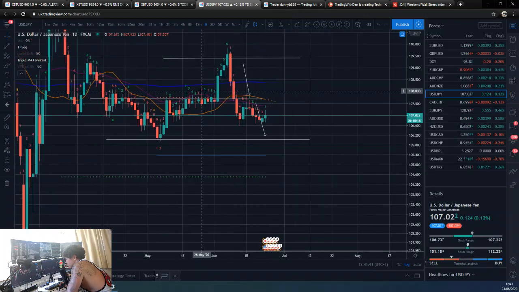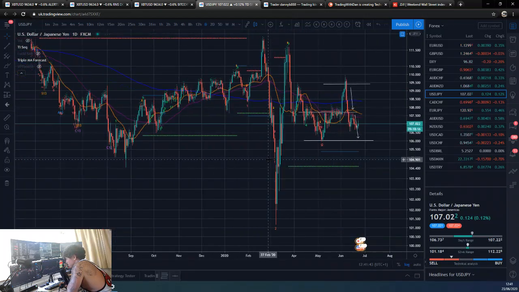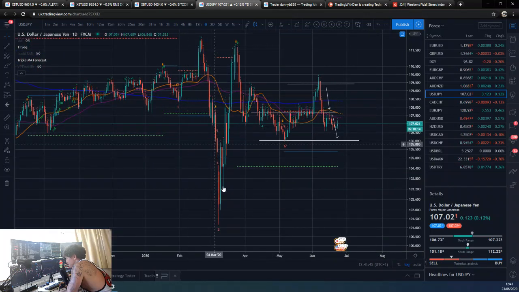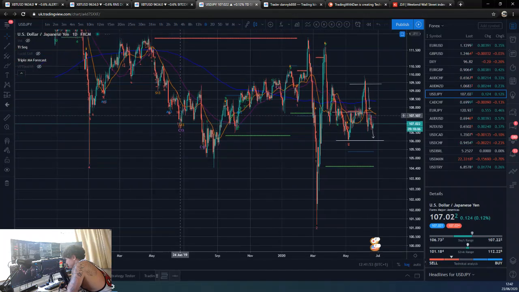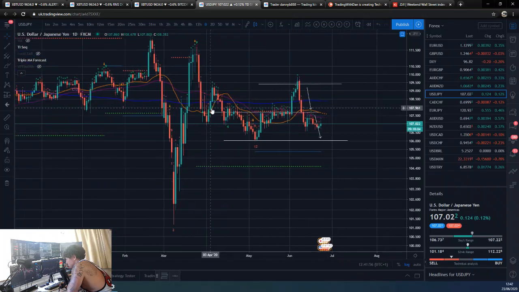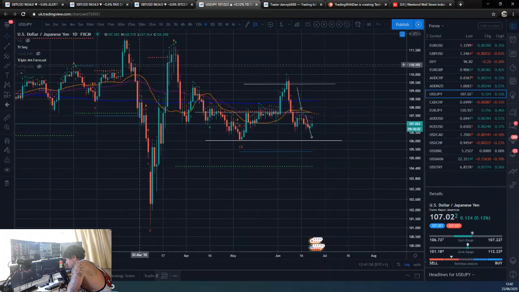Moving averages, this pair doesn't do much, does it? Trend wise, it doesn't do much. It's not really trended very far or done anything. It's just stayed relatively flat recently anyway. Obviously a lot of volatility in March, which we know we got lots of volatility in everything, but that aside, it's been a very subdued price movement.